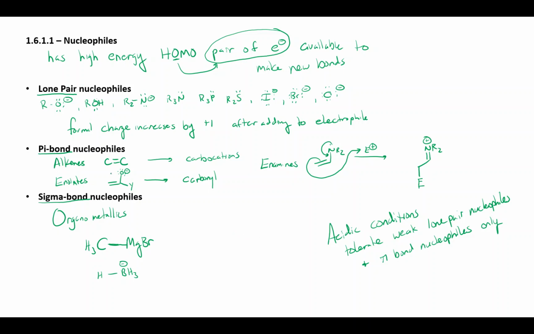Pi bond nucleophiles, like alkenes, can react under acidic conditions. That's why alkenes create carbocations. Those carbocations are Lewis acid electrophiles, right? Enolates and enamines are a little bit more of an edge case. Usually those aren't going to exist under acidic conditions, although there are cases where that happens. And then the lone pair nucleophiles, if you have neutral compounds, those are usually okay under acidic conditions. Negatively charged compounds tend not to work there.